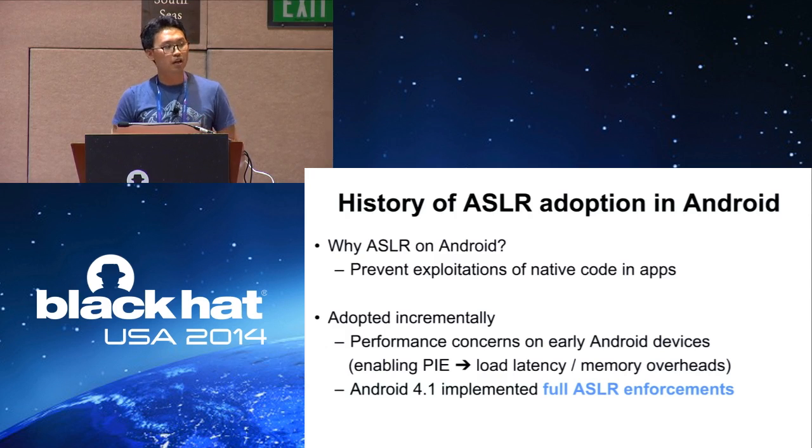As I mentioned before, ASLR increases performance overhead. Especially for early Android devices, which had small memory and limited computing power, CPU, there were performance concerns. And to implement ASLR, you need to enable PIE, position independent executable. If you turn on PIE, there are latency costs and also memory overheads. And finally, Android 4.1 implemented full ASLR enforcement.